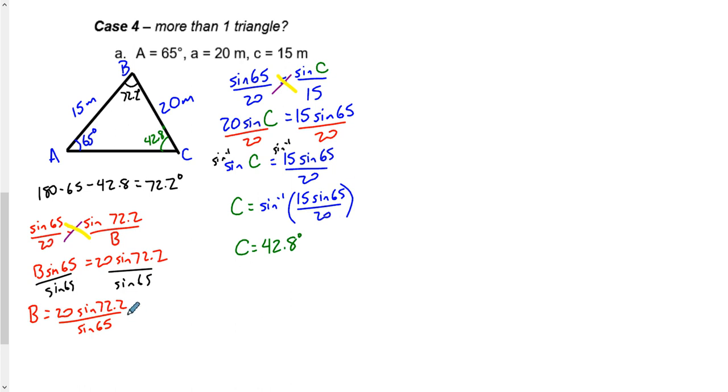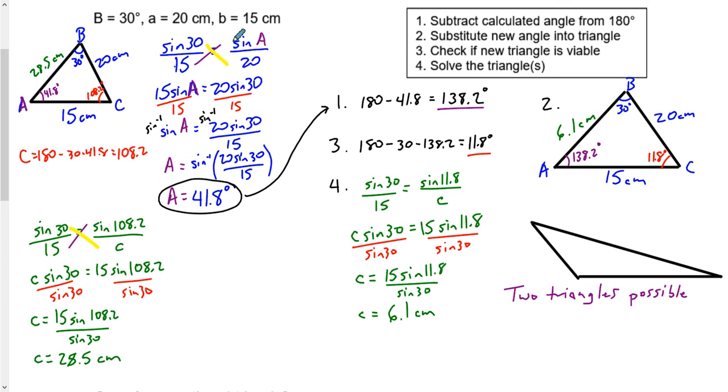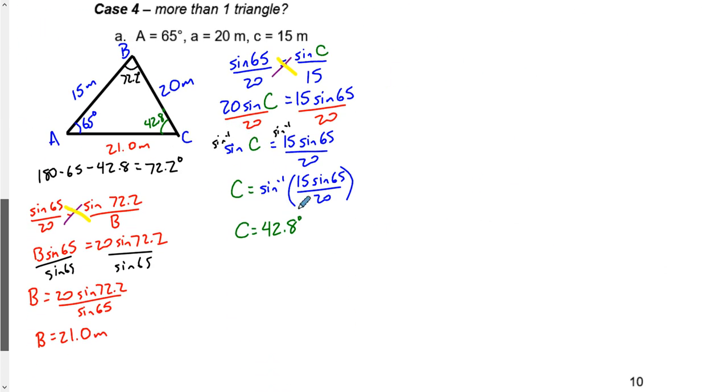So 20 sine of 72.2 divided by the sine 65, B side 21.0 meters. Might not look it, but yeah, our largest angle is across from our largest side. So this one's for sure good. But then we have to follow our steps that are just above here. That calculated angle is that first calculated angle, which means we're looking at this one, subtracted from 180.